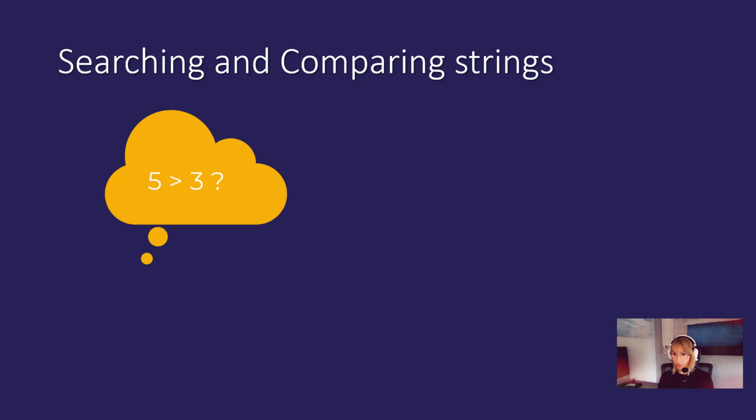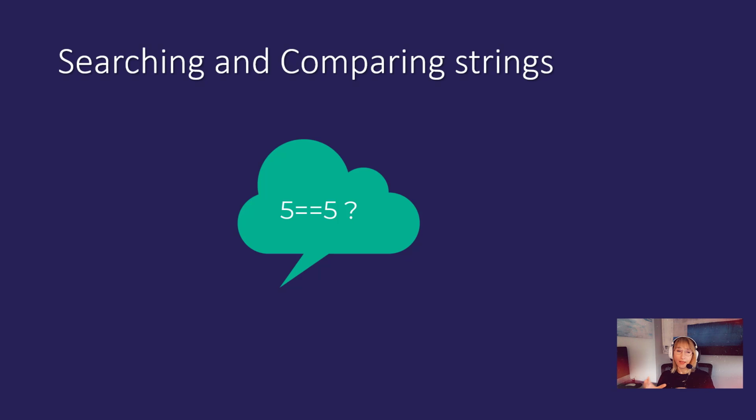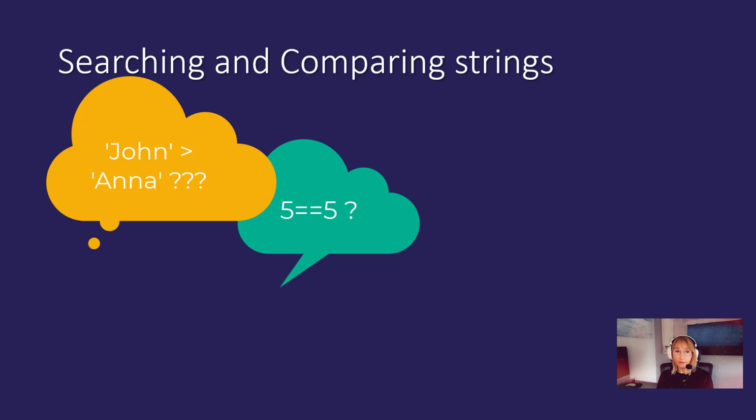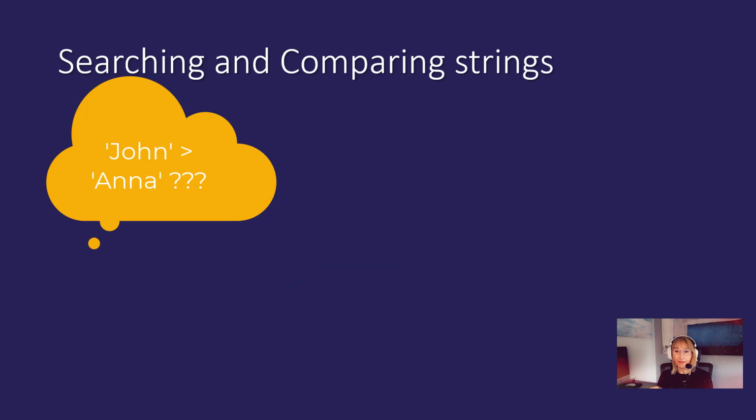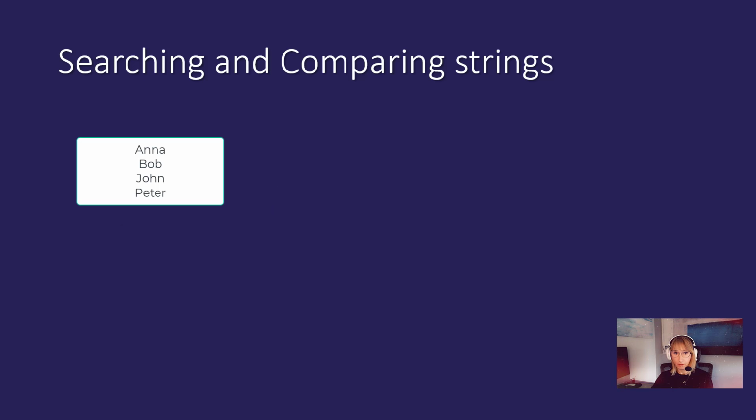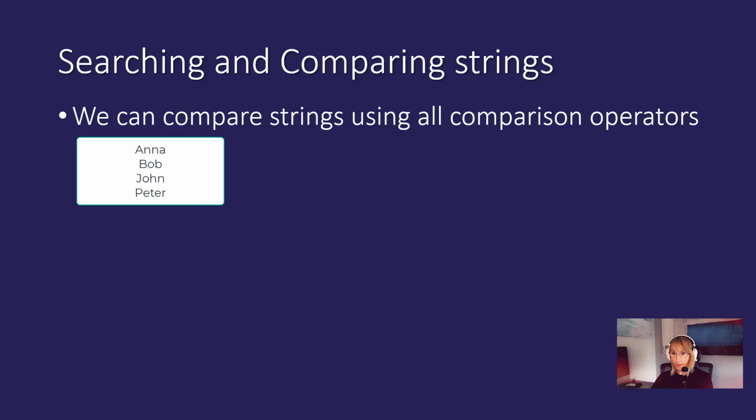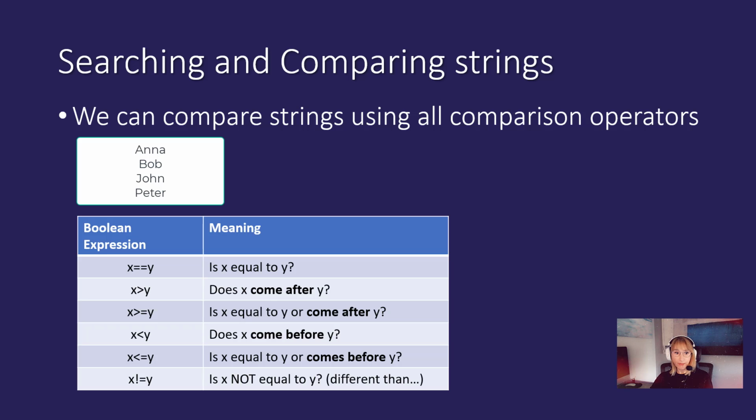Using Boolean expressions, we can also check if something is greater than, less than, or equal to. But how can we say if a string is greater than another string? Of course, we can compare strings using the comparison operators. Python will put the strings into alphabetical order and decide which word comes first or after another word. So with all the operators that we saw, it doesn't say that x, if it is a string, is greater, but whether it comes before or after y in alphabetical order.